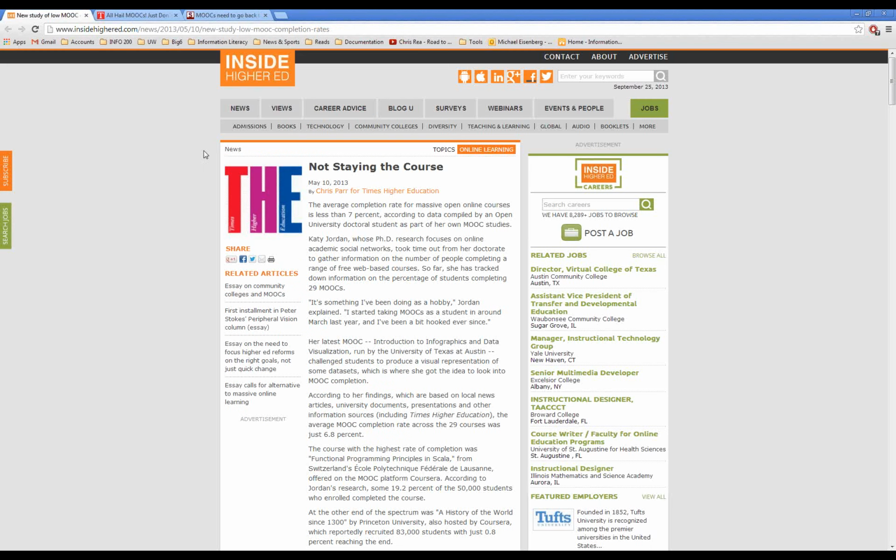Okay. So you see here where it talks about how less than 7% finish. I think that's really a little misleading. A lot of people start a MOOC just to see what it's like, knowing that they're not going to stick with it. But it is true that very few, a small percentage, finish that start. But again, we're in the infancy on this kind of thing.